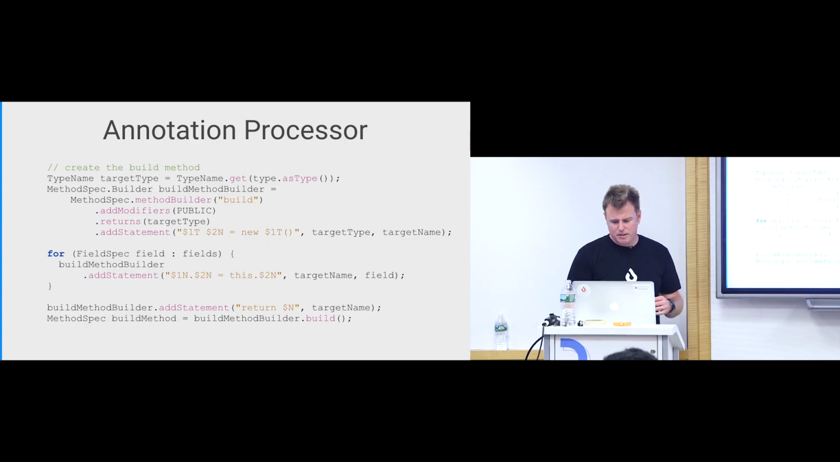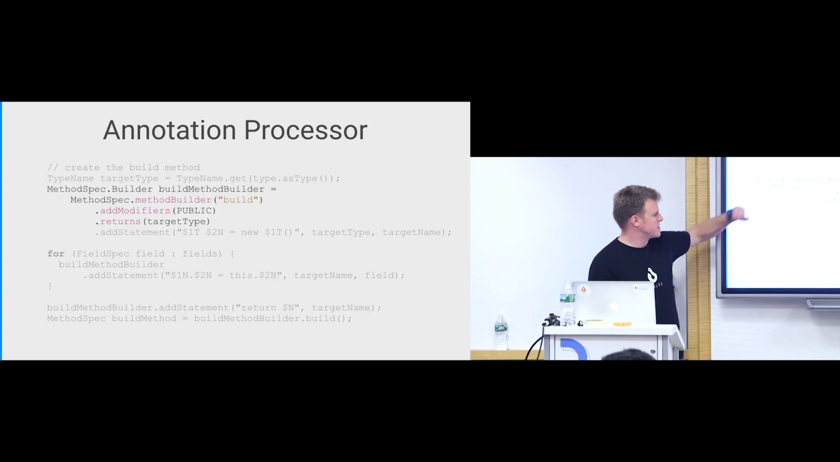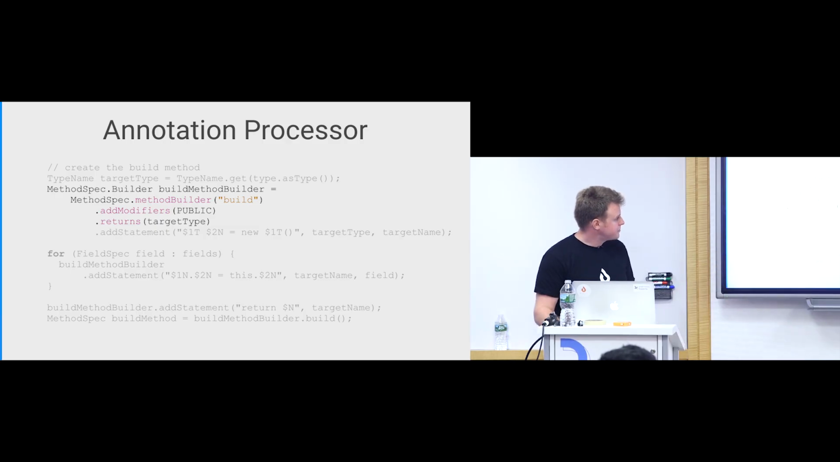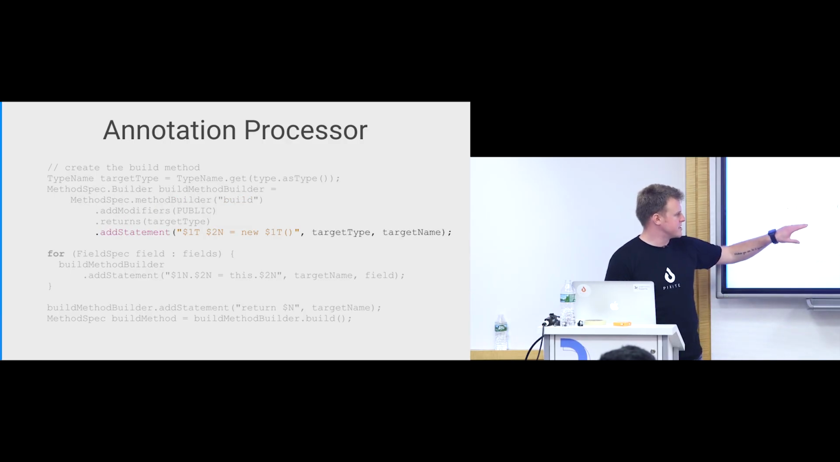So this one's a little more complicated. What we're going to do is build the outside. We use a method spec builder, right? It's going to return our target type. It's going to be called build, and it's going to be public. And then we add our initialization statement.